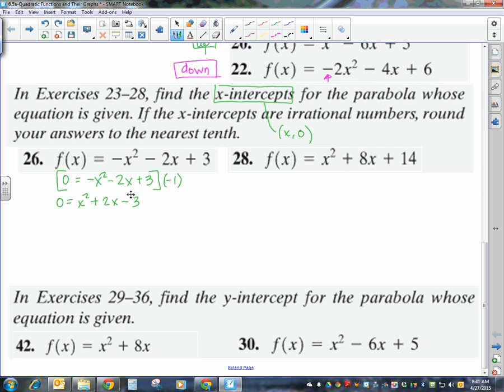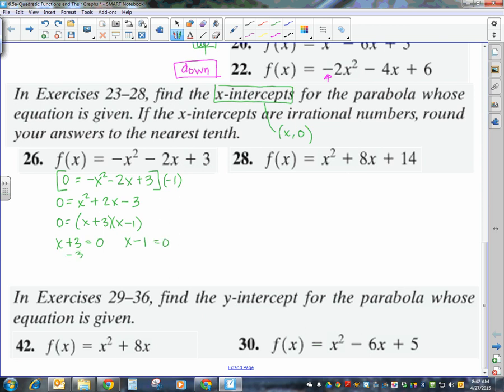Are there factors of 3 that subtract to give me 2? Absolutely. It would be x plus 3 and x minus 1. They're the factors 3 and 1. If this 2 is positive, then my 3 needs to be positive. Okay? And then as we've learned, x plus 3 equals 0, and x minus 1 equals 0.